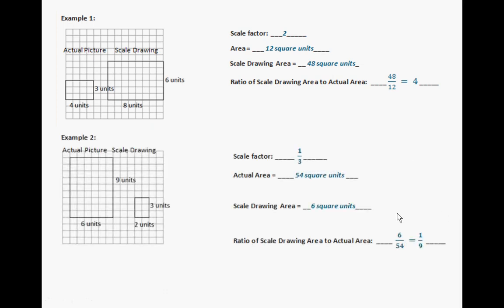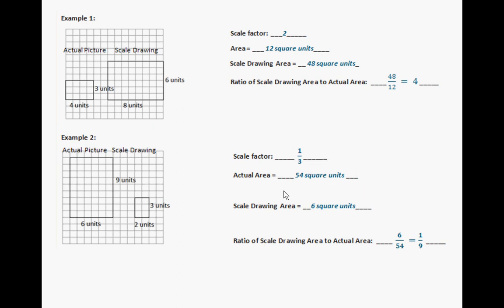All right, so for example 2, our actual picture is bigger than our scale drawing, which means this is a reduction. And our scale factor is going to be less than 1. So if we were to compare the scale drawing to the actual picture, it would be 2 units over 6 units, which reduces to 1/3. Or if you took the other corresponding sides, it would be 3 units to 9 units, which is again 1/3. So the scale factor is 1 unit to 3 units.